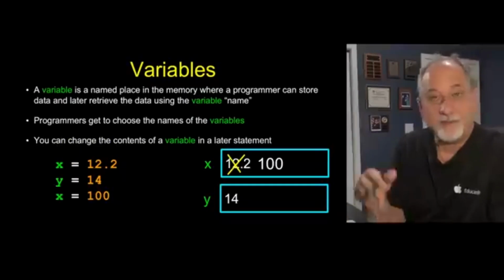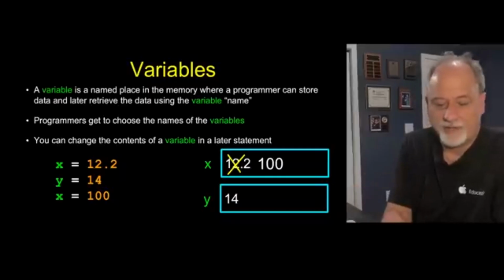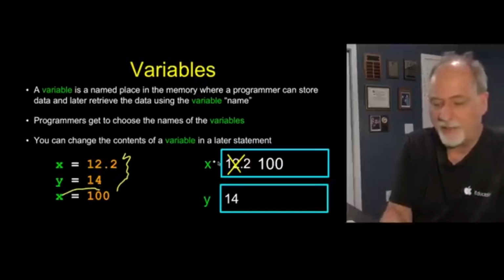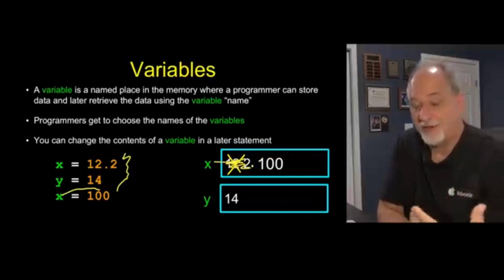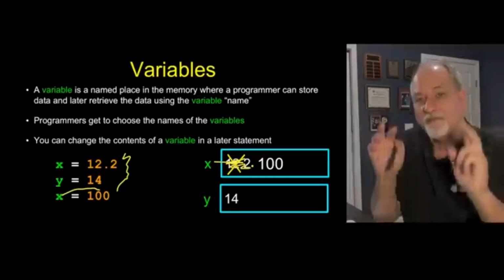Now, these variables hold one value. So if we have these two statements, and then the third one executes, it says put 100 into x, but that wipes out the old value of 12.2, and it rewrites it with 100. And so we can change the variables. That's another reason that we call them variable.